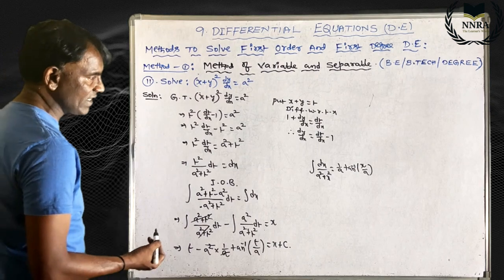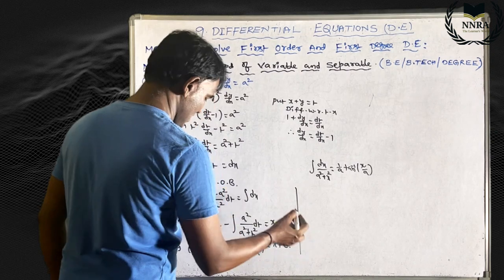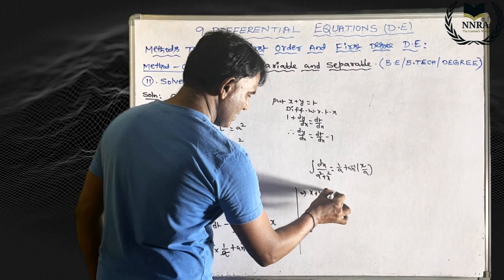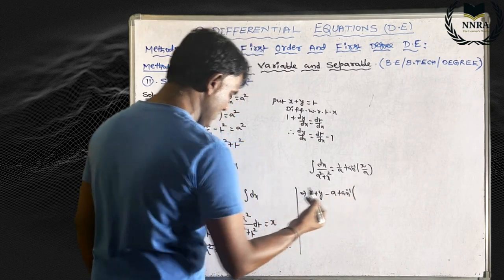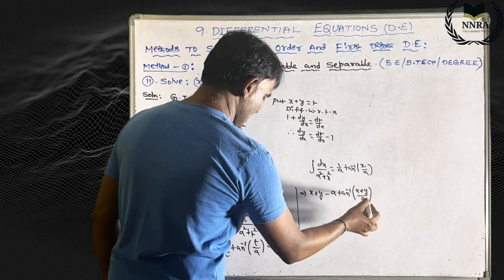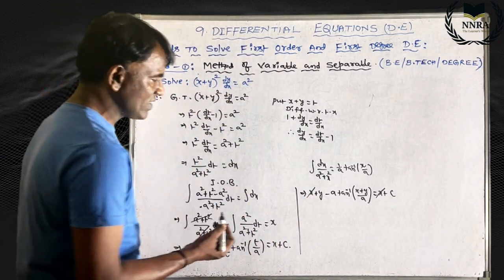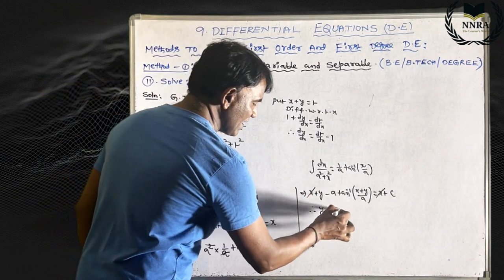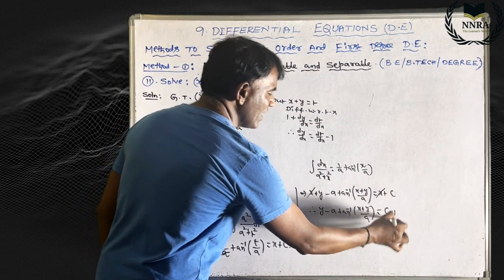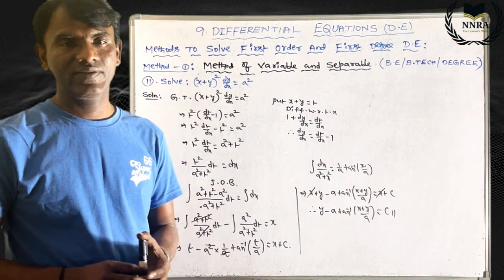Now finally substitute the t value. What is the value of t? x plus y. So how to write it? I am writing here. That implies x plus y, and here minus a tan inverse of t by a. What is the value of t? x plus y divided by a equal to x plus constant. Now x gets cancelled. Then what is the remaining value? So y minus a into tan inverse of (x plus y) divided by a equal to arbitrary constant c. So this is the required general solution of the given differential equation.